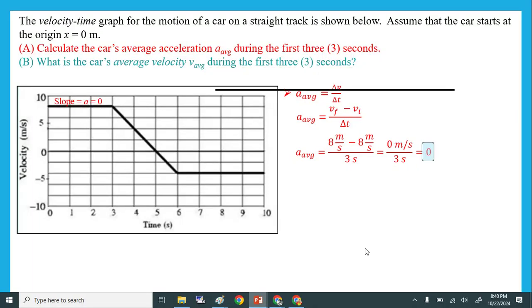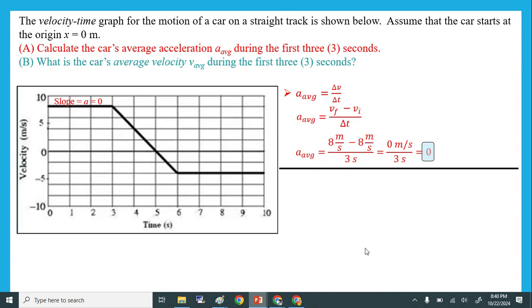All right, let's do part B. Part B asks us to find the average velocity during the first 3 seconds. To find average velocity, the average velocity function is displacement over time. So we can find the displacement really quick. Displacement is simply v_i t plus 1/2 a t squared. Now we just plug in values. We know that the acceleration for the first 3 seconds is 0. We just found that in part A. Or we can just look at the graph itself.